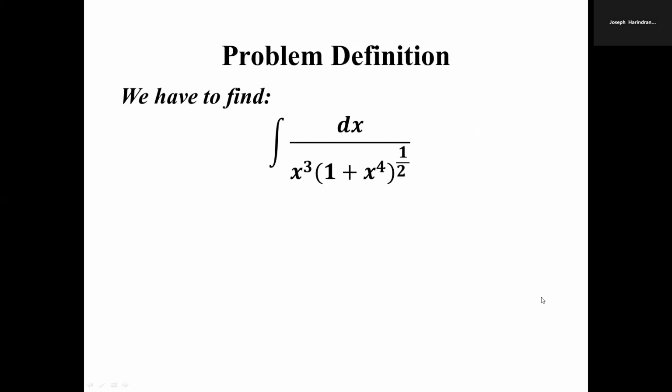Here is the question. The problem definition is we have to find integral dx by x cubed into 1 plus x power 4 whole power half. It is actually the root of 1 plus x power 4 that is given as whole power half. That we should understand here. X cubed is separately multiplied by this part. So understand this question carefully.